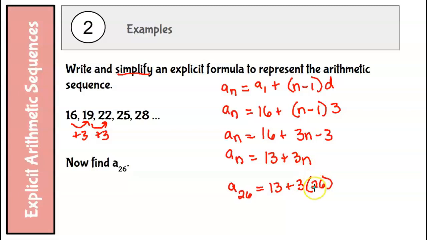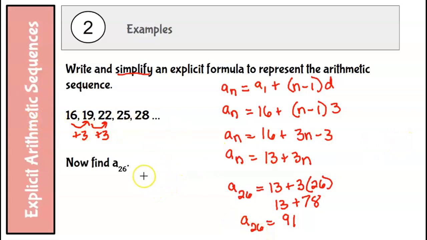Now I'm going to put 26 in for n here. If I had put it in the original one, it would have done 26 minus 1, which is 25, times 3, because there are 25 3s to get to the 26th term. But once you simplify it, all you have to do is put in 26 and then calculate what's here. So 3 times 26 is 78, plus 13. Using my calculator, a sub 26 equals 91. So the 26th term in this sequence is 91.